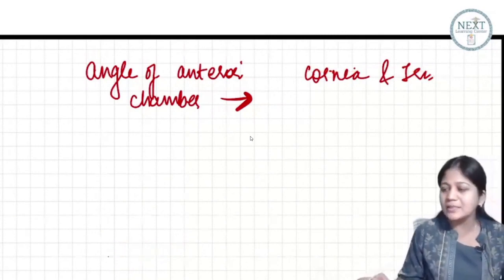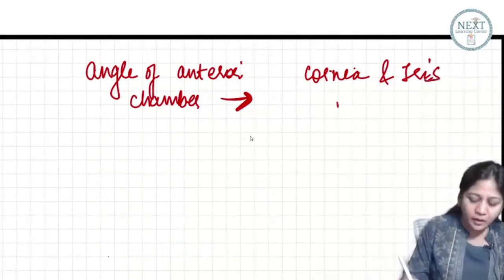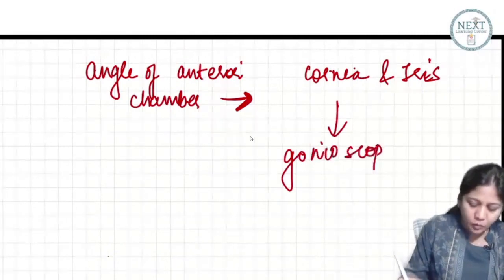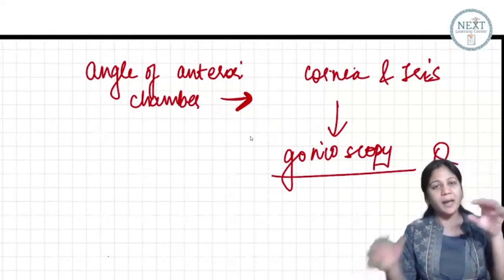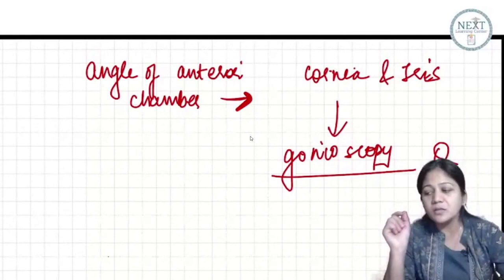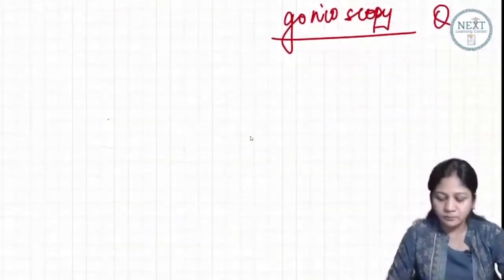Now to see this angle between the cornea and the iris, we have to do an investigation, and to see this we do a gonioscopy. Okay, so this is a very important question. When you want to see the angle of anterior chamber, it is seen by an instrument which is called a gonioscope. Now have a look here.